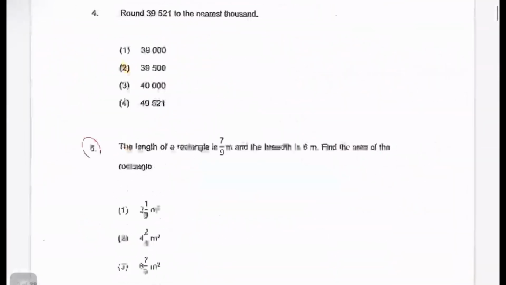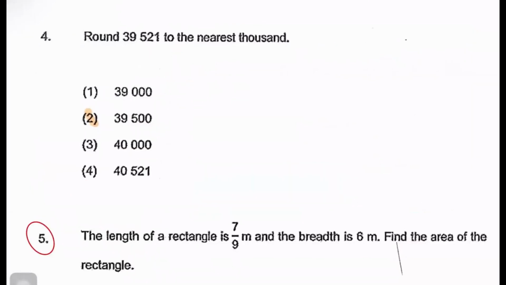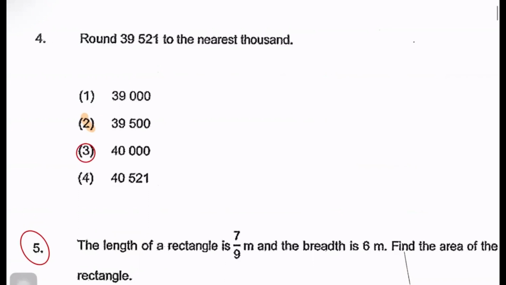Let's move on. Okay, question 4, the answer should be option 3. Okay, Faith, when you want to round off a number to the nearest whatever, first you need to pay attention to the nearest what? To the nearest 1,000 in this case. Then you mark out where is the thousands place. In this string of numbers given, which digit is in the thousands place? Faith, can you tell me which digit?